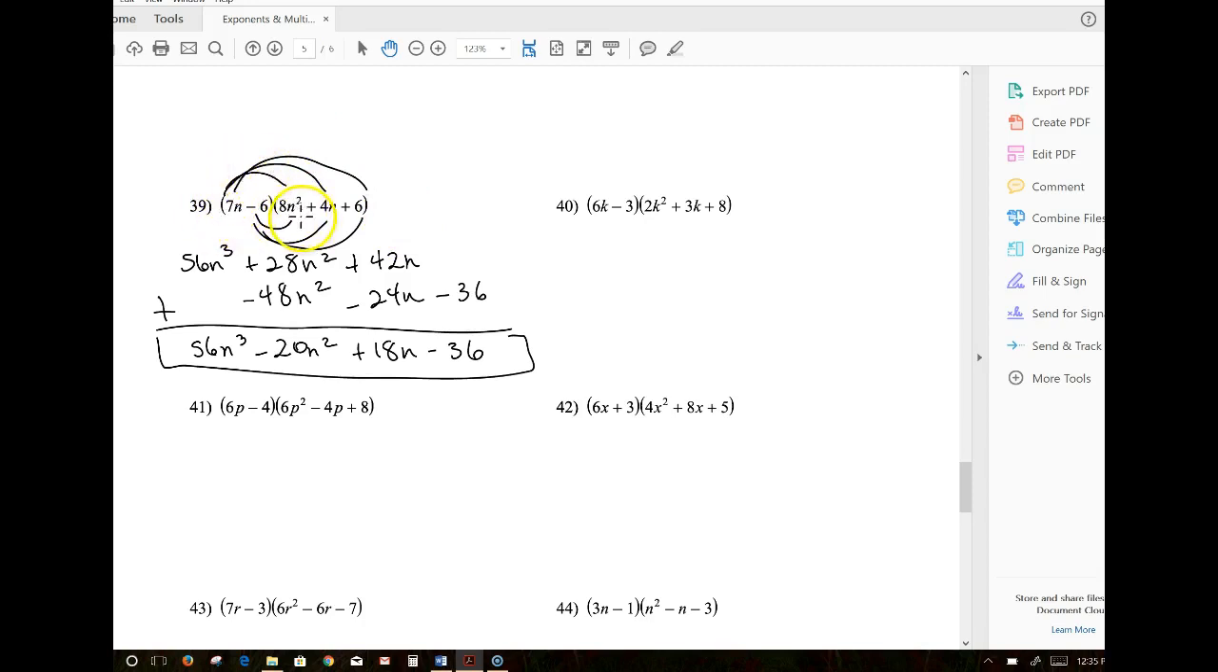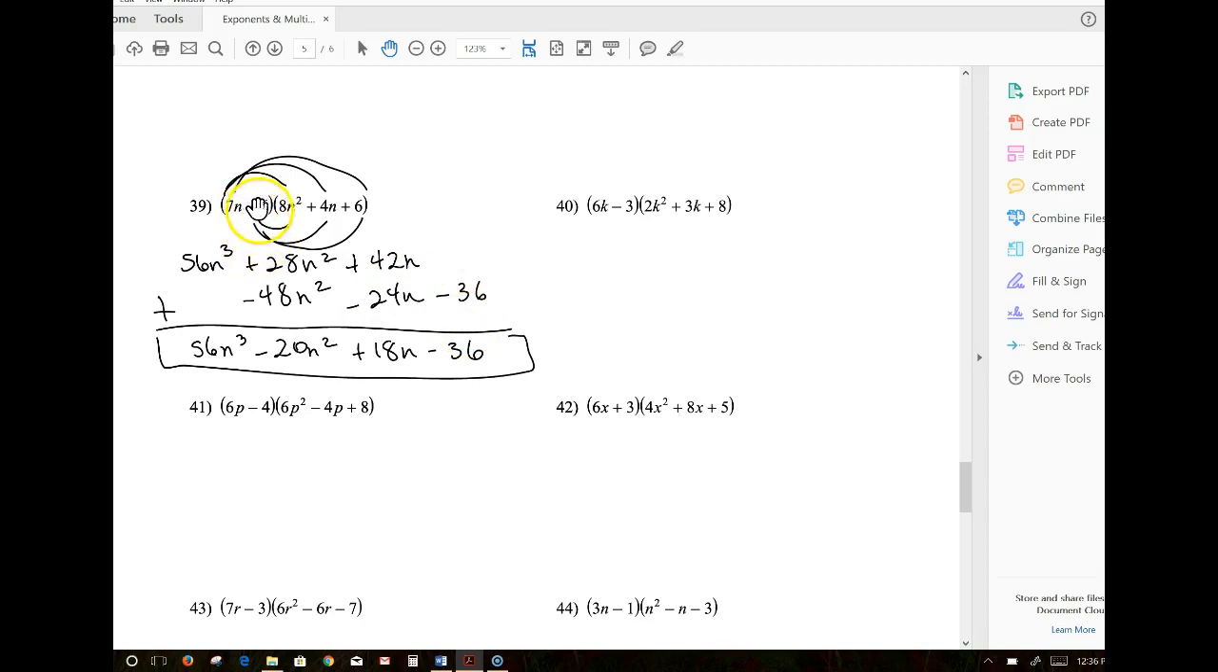7n times 8n squared. That makes 56n cubed. Next, 7n times 4n. That makes 28n squared. Then 7n times 6 is 42n. So we're finished with distributing the 7n. Now we'll do the same thing with the negative 6. But when we write these terms, it's easiest if instead of continuing this long string, we start lining it up underneath the terms that we're eventually going to combine it with anyway.